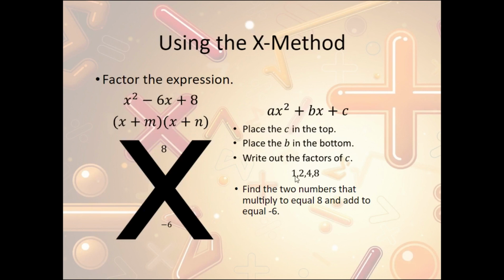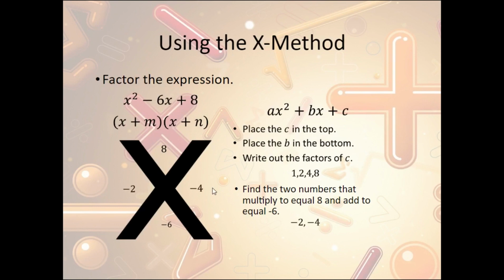So I'm looking at negative 1 times negative 8 is positive 8, but it's also equal to negative 9. So that's not the answer. What about this one? So negative 2 and negative 4. If I multiply those two together, I get positive 8. And when I add them together, I get negative 6. So that would be my solution. So it's negative 2 and negative 4.